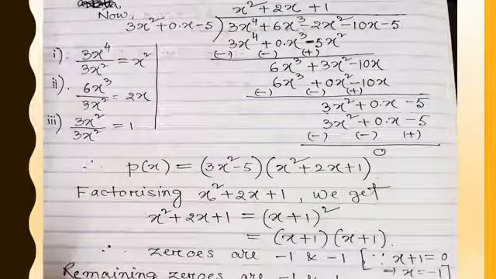Here the divisor is 3x square plus 0 into x minus 5. Here I have inserted 0 into x to make it convenient for the division process. The highest power term of the dividend is 3x power 4, and the highest power term of the divisor is 3x square. So if we divide this, we get the answer as x square.